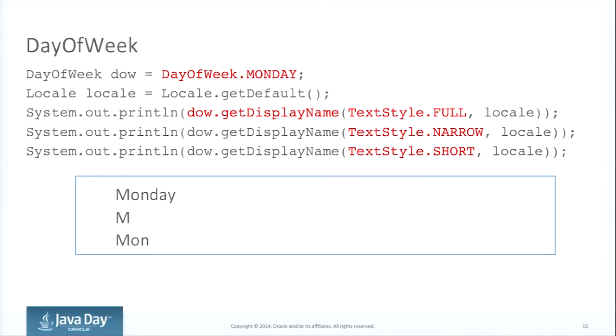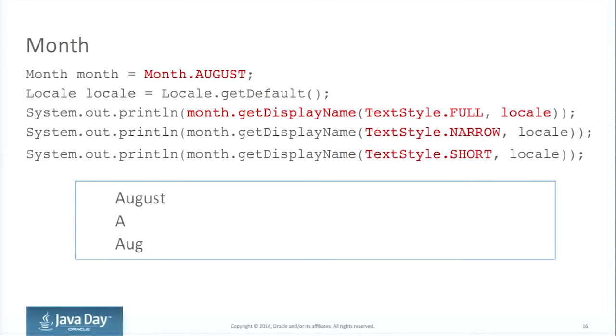So you use text styles. With the text styles, you can either use full notation, narrow, or short. And that's what we're displaying there. For the day Monday, we're trying to display the name, and we're using a particular style. The first one is the full one, the narrow one is just the first letter, or the short one. And it will be the same for month, okay? So you get the month, for example, August, and then you print it out in the different formats.